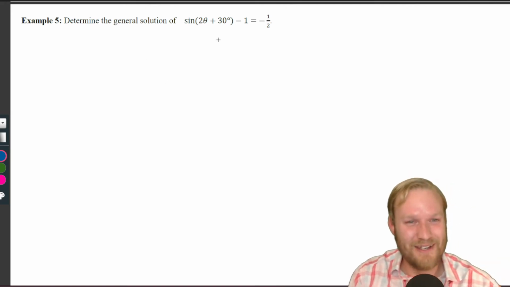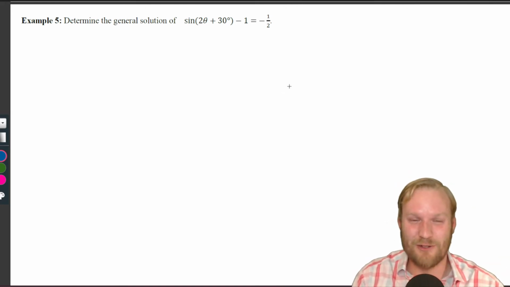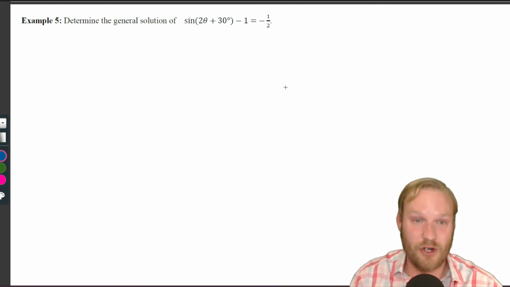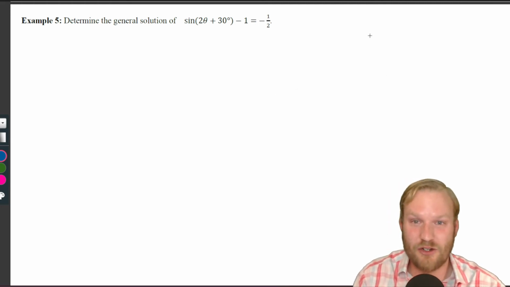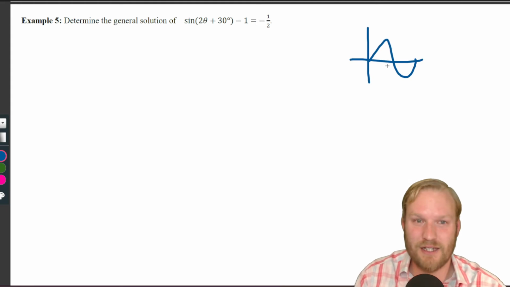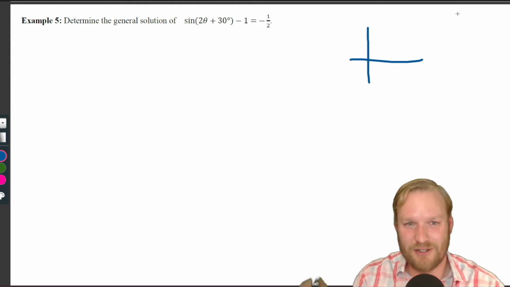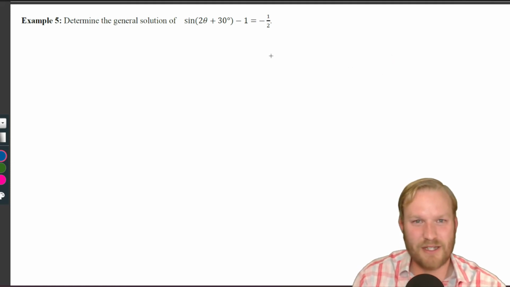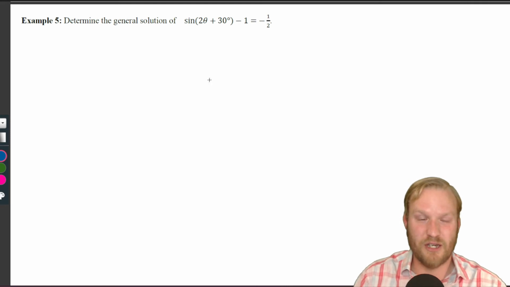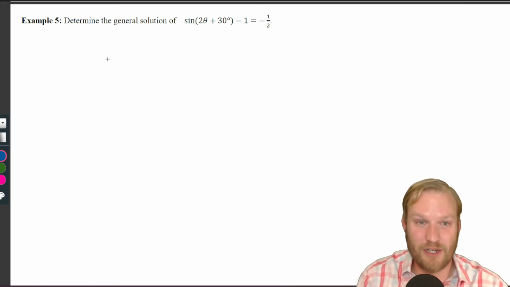So now that we're awake, sine 2 theta plus 30 minus 1 equals minus. In this case, I didn't draw the graph. We can imagine that there's a graph and we know that sine theta looks like that and 2 theta looks twice like that. The plus 30 is going to move it around left and right. The minus 1 moves it up and down. But in this case, there it is, just straight up. So let's work on it like we did the others.